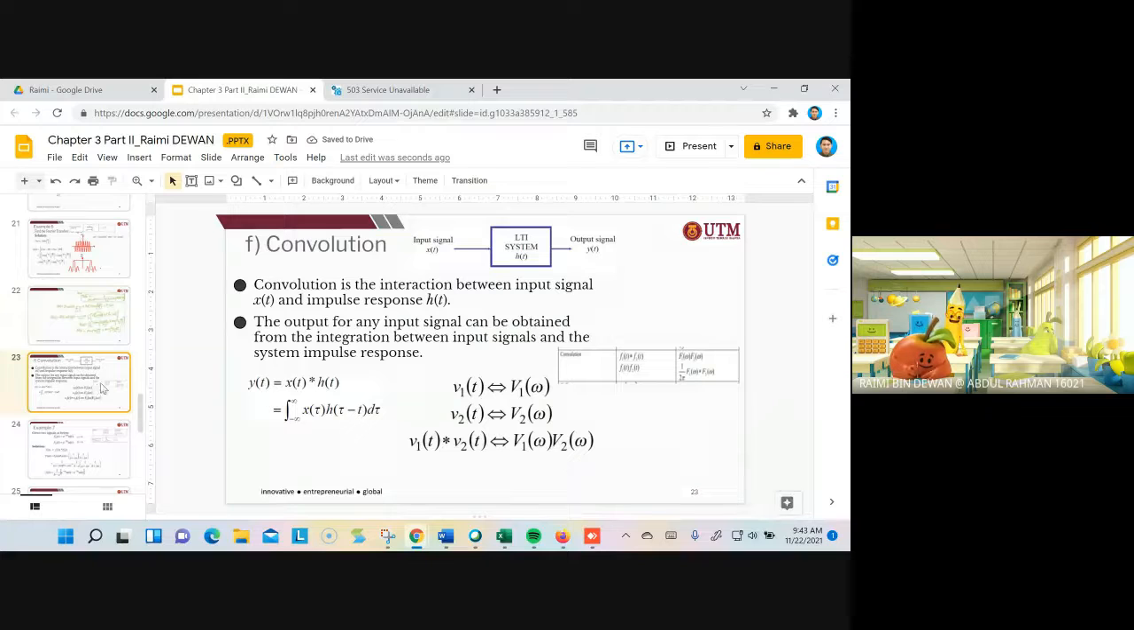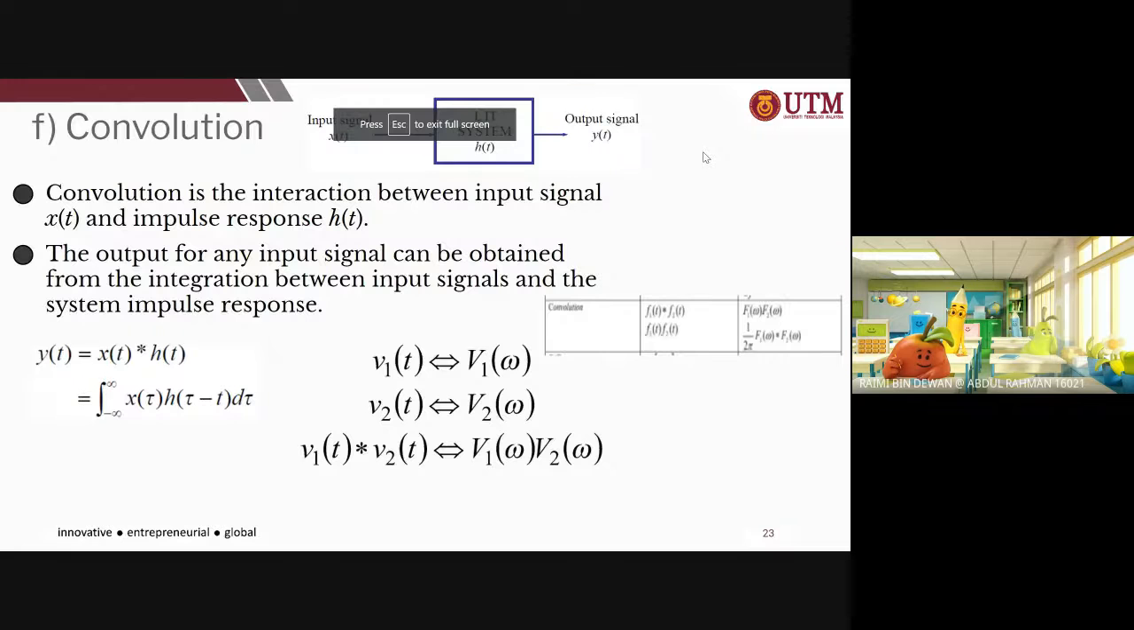Convolution. Previously you learned about convolution, but for the group assignment you will learn more. Convolution is the interaction between the input x(t) and the impulse response h(t). This is your input, this is your output, and this is your LTI system.